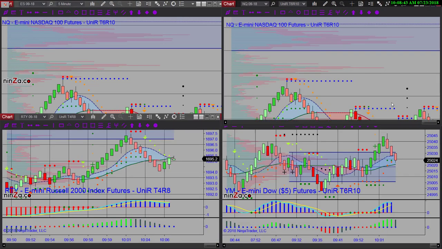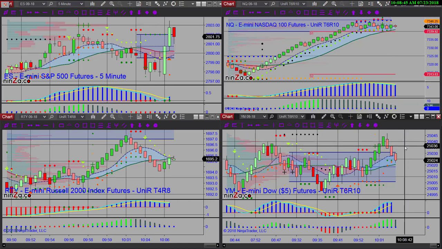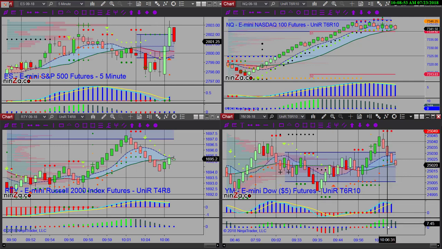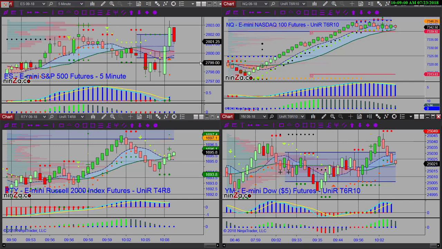And as you can tell, more than anything else, I use price levels. You don't really need a whole lot of indicators. The ones I use for the momentum are just secondary indicators. The Dow is pulling back now. So is the S&P.